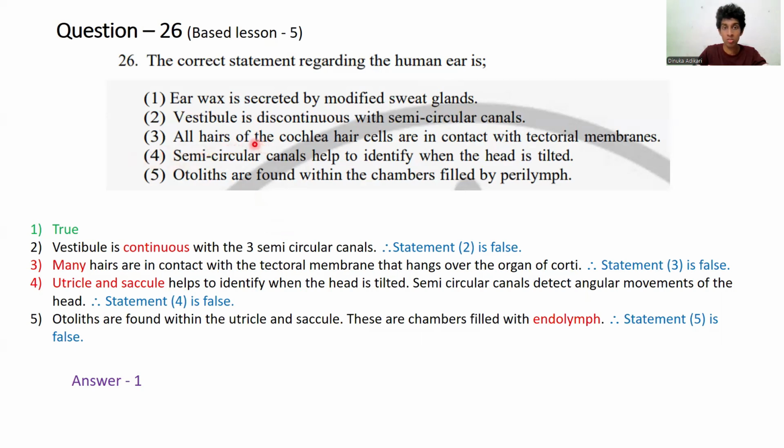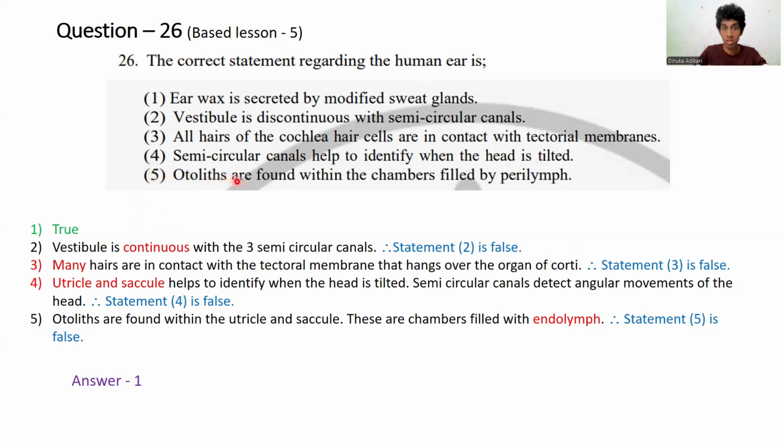3. All hairs of the cochlear hair cells are in contact with the tectorial membrane. Now that is false because many hairs are in contact with the tectorial membrane. That means some hairs are not in contact with the tectorial membrane that hangs over the organ of Corti. Therefore, statement 3 is false. 4. Semicircular canals help to identify when the head is tilted. No, that is also false because the utricle and saccule, that means the vestibule, help to identify when the head is tilted. Semicircular canals detect angular movements of the head. Therefore, statement 4 is false.